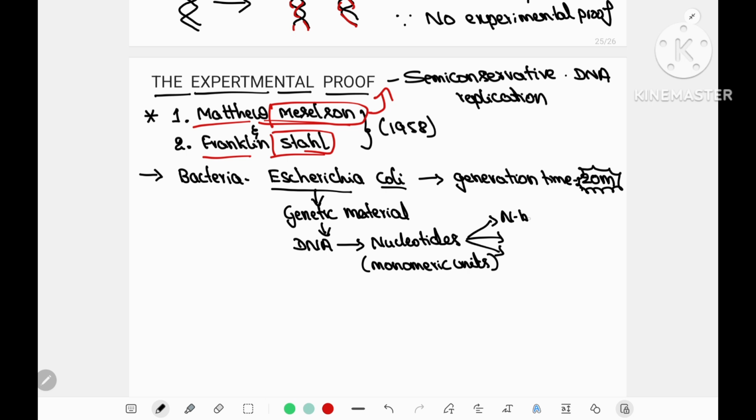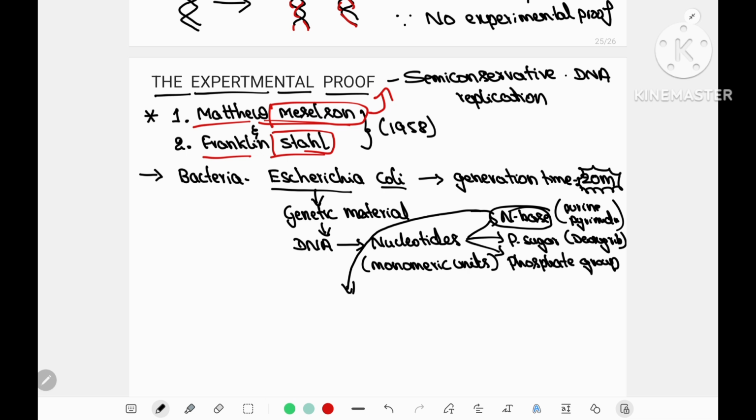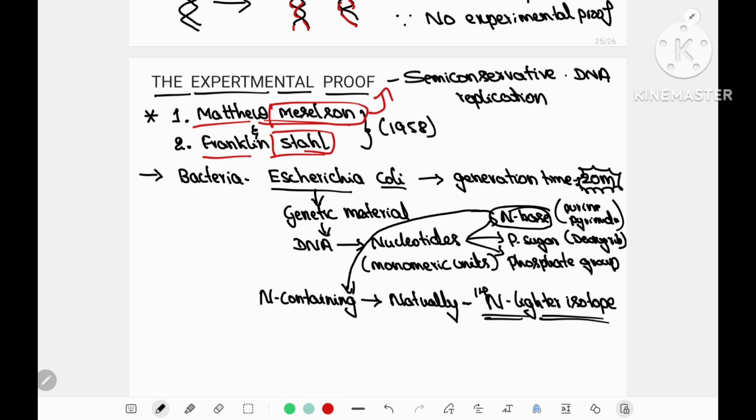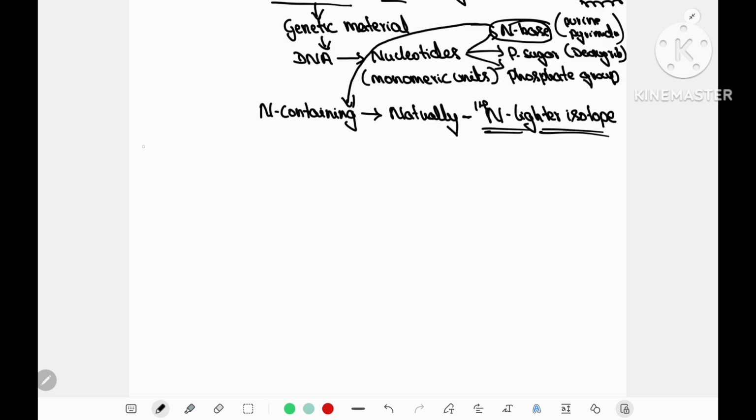Now, DNA consists of nucleotides. So we will say DNA is a polymer of nucleotides, or nucleotides are the monomeric units of DNA. Each nucleotide has three components: a nitrogenous base, that is purines and pyrimidines, a phosphate group, and the pentose sugar, which is deoxyribose sugar in case of DNA. Now, nitrogenous bases contain nitrogen. Naturally, the nitrogen present in DNA is N14, which is a lighter isotope.